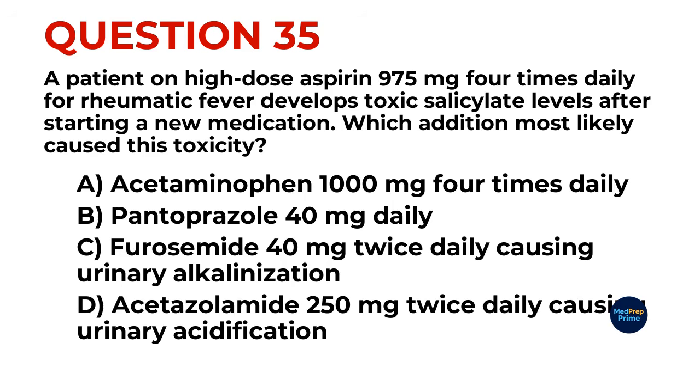A patient on high-dose aspirin 975 mg 4 times daily for rheumatic fever develops toxic salicylate levels after starting a new medication. Which addition most likely caused this toxicity? Option A. Acetaminophen 1000 mg 4 times daily. Option B. Pantoprazole 40 mg daily. Option C. Furosemide 40 mg twice daily causing urinary alkalinization. Option D. Acetazolamide 250 mg twice daily causing urinary acidification.